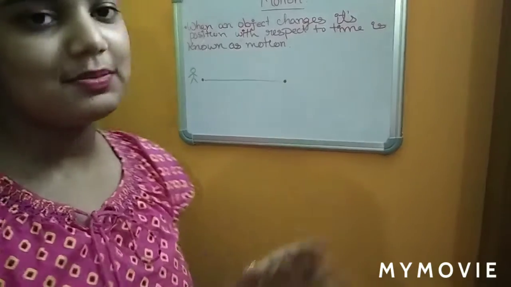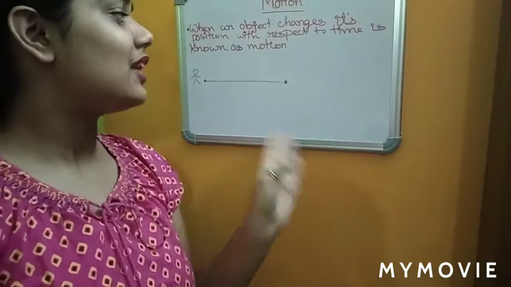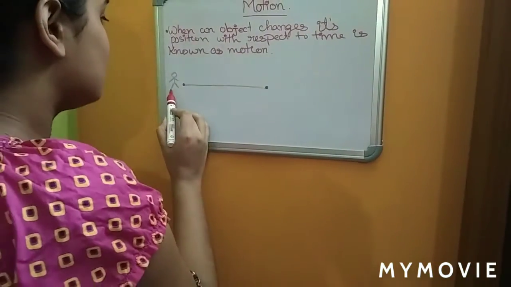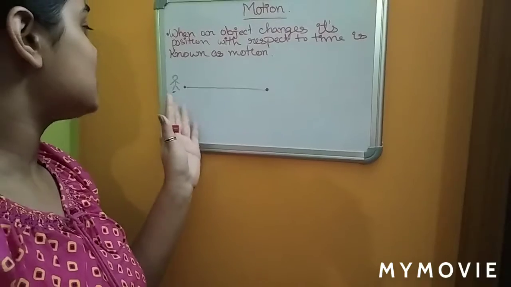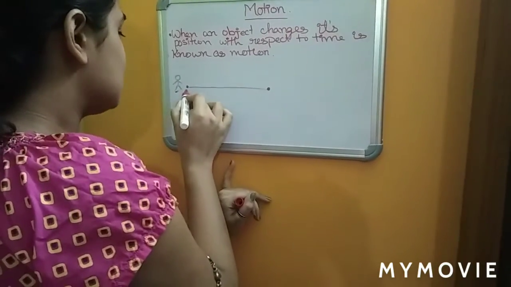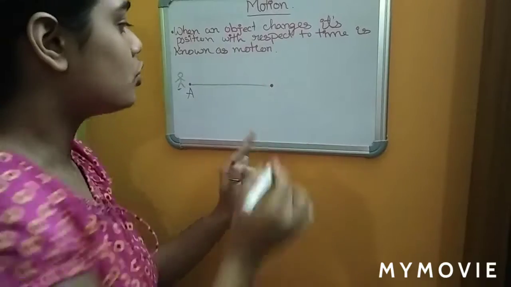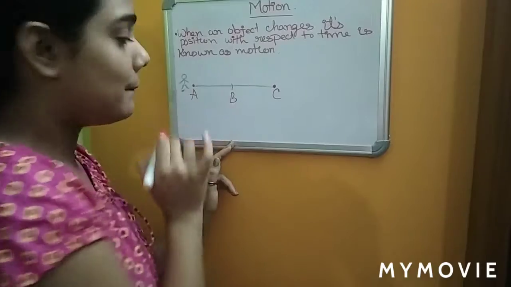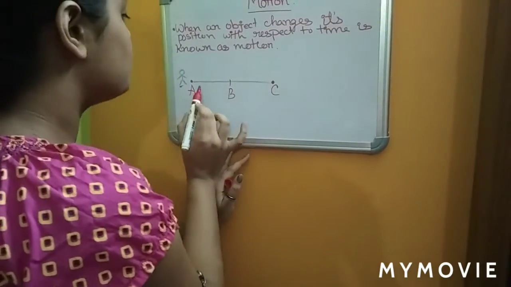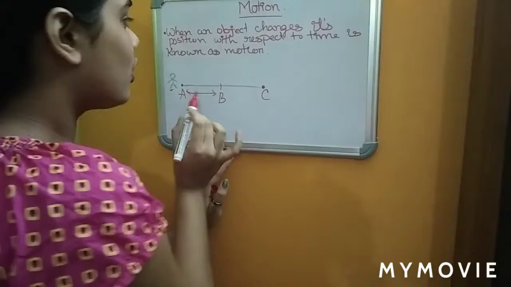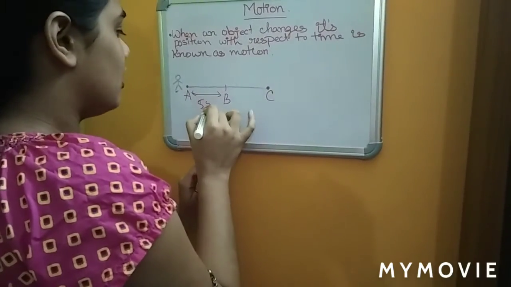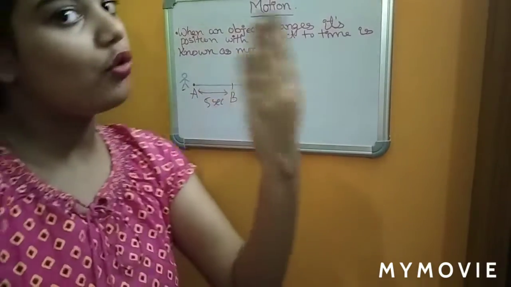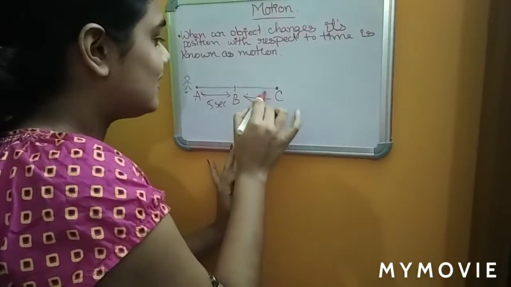So here it's becoming a hodgepodge, I know. So I'll explain this with the help of a diagram. Suppose this is the object, and the object is standing over here. Suppose this is point A, and the object wants to go to point C. In between, suppose we have point B. Now this object will first go from A to B, in which it will take maybe 5 seconds. After coming from A to B, it will again go from B to C, and maybe it will take 5 seconds again.